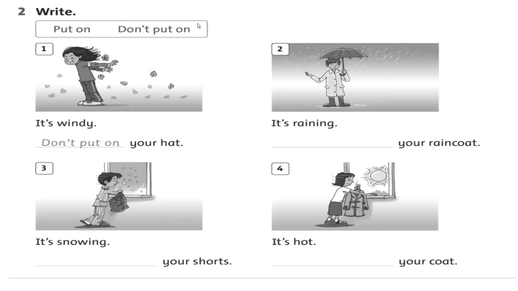Exercise number two. You write, put on or don't put on to finish the sentence. Okay, number one is an example. It's windy, so don't put on your hat. Do you understand? Very good. You do number two, number three, and number four.